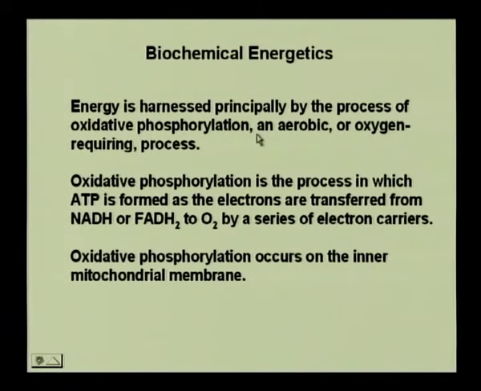An aerobic process means it is a process that requires oxygen. This oxidative phosphorylation is the process by which ATP is formed, and you realize that since ATP is the currency of energy, we require its formation at a very high level as well, because its breakdown is going to finally drive a lot of other processes that are going on. Okay? So, the formation of ATP is extremely important, and oxidative phosphorylation is the process in which it is formed as electrons are transferred from NADH or FADH2 to oxygen by a series of electron carriers.